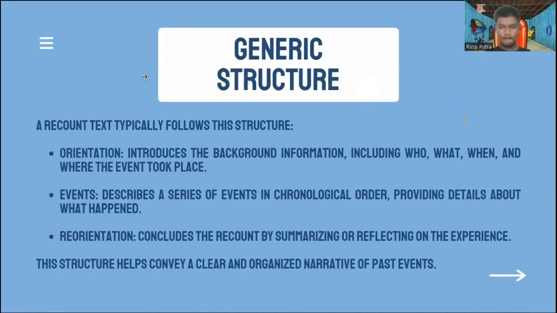The generic structure of recount text. A recount text typically follows this structure. 1. Orientation. Orientation introduces the background information, including who, what, when, and where the event took place. 2. Events. Events describe a series of events in chronological order, providing details about what happened. 3. Reorientation. Reorientation concludes the recount by summarizing or reflecting on the experience. This structure helps convey a clear and organized narrative of past events.